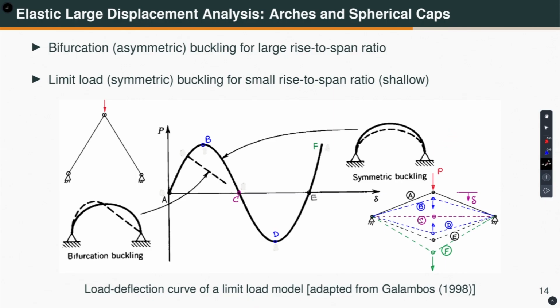Now, on the other hand, imagine that this height is increased keeping the span the same, or we are talking about a large rise to span ratio. So, you get a situation like this. Now, if you keep on increasing the load, what can happen? These individual members can actually buckle. So, you end up getting a bifurcation buckling, which in this case is asymmetric, okay. And where can it happen? It can happen in spherical caps and arches with large rise to span ratio as shown here.